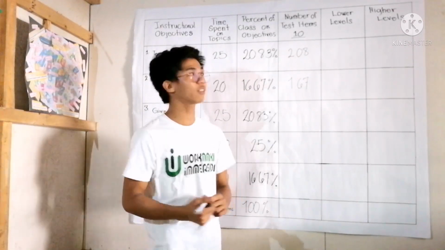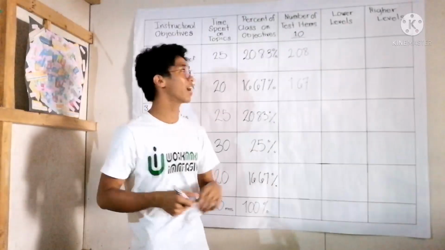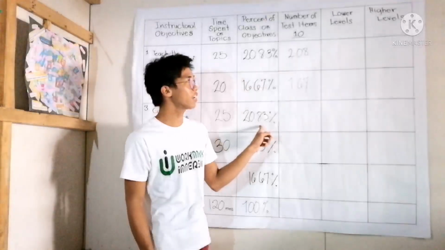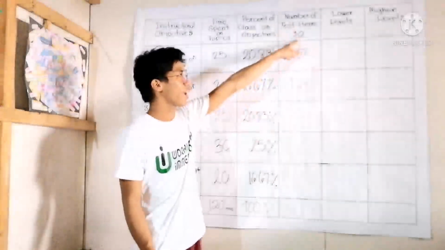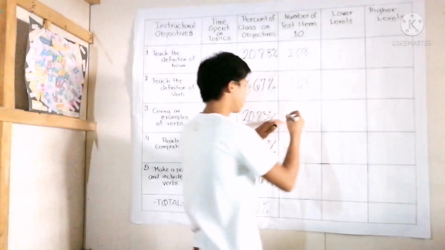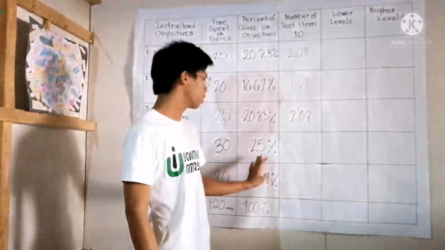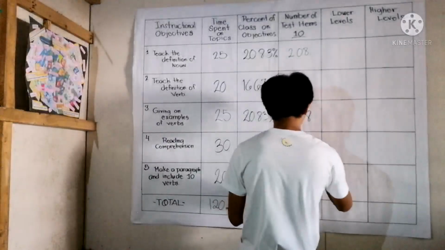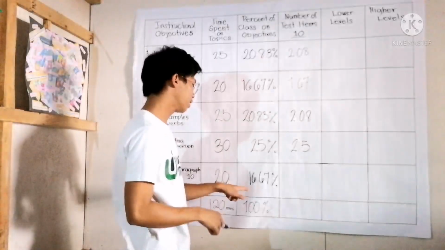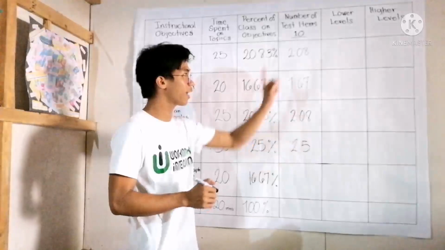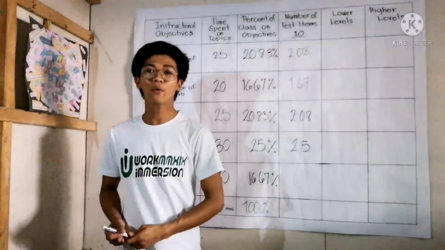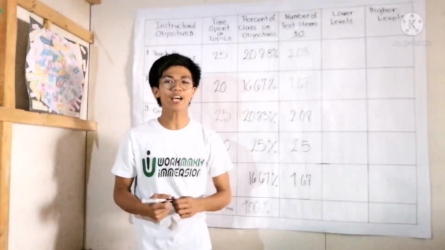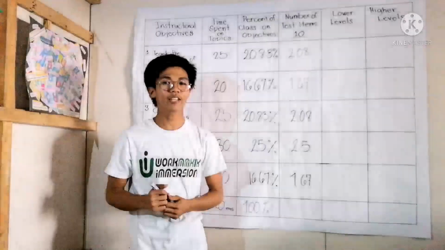In the third objective, the percent of class is 20.83 multiplied by 10, which is 2.08. In the fourth, we have 2.5. And in the fifth, 16.67 times 10 is 1.67. So we are done calculating the number of test items.